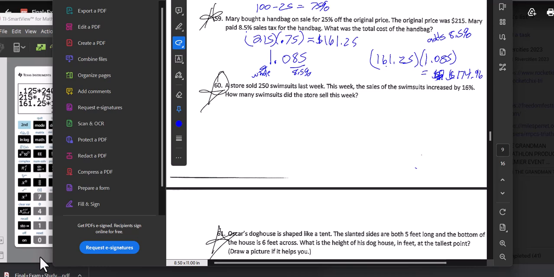Okay, so this next one is very straightforward. The store sold 250 swimsuits last week. This week, the sales of swimsuits increased by 16%. So all we're doing is increasing by 16%. So that means we're multiplying by 1.16. So we take our original amount, 250, multiply by 1.16.